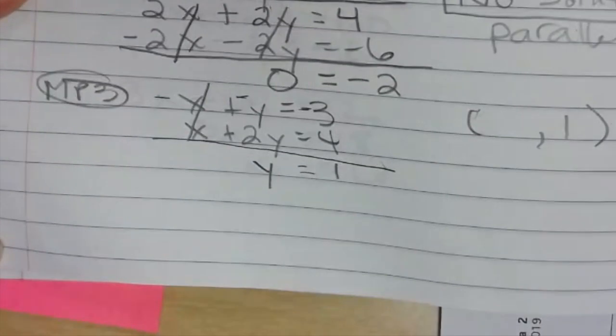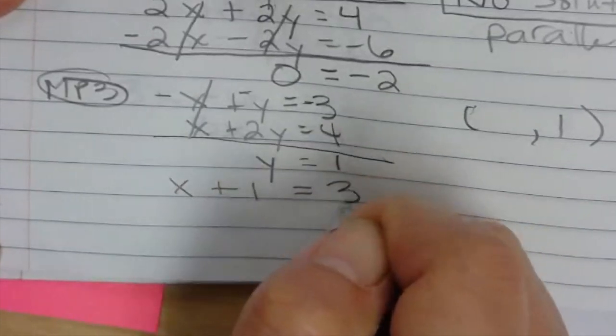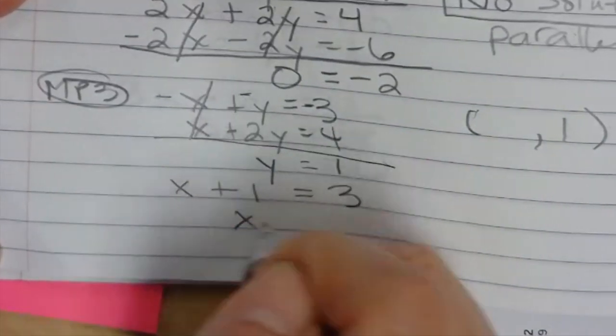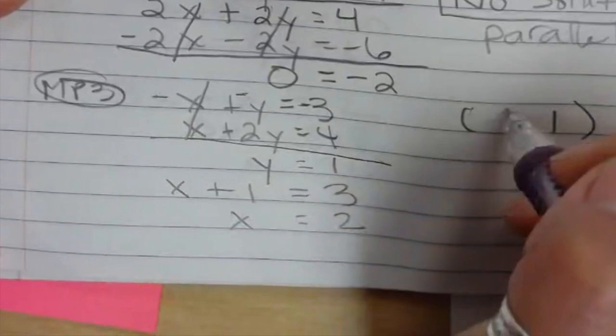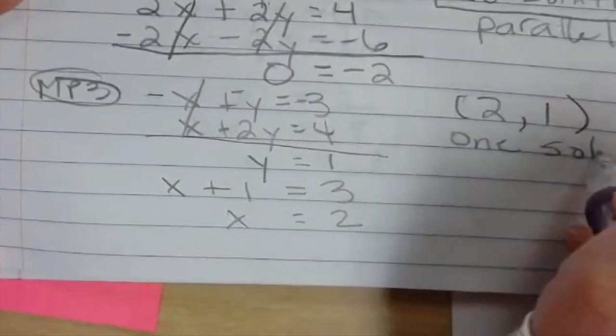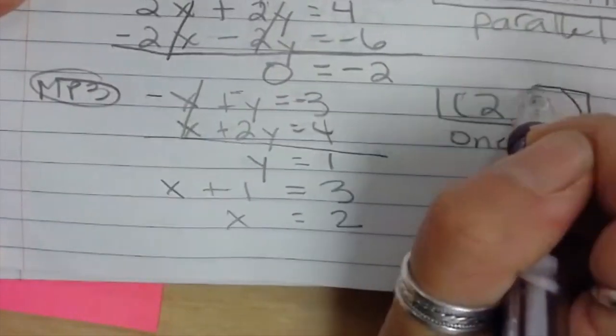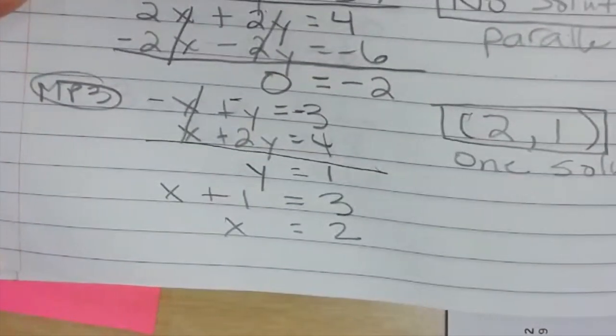Okay? Let's plug it in. Let's use the first equation. x plus 1 equals 3. x equals 2. Okay, so that means that this has one solution. You don't need to write one solution, you only need to write the points. That's how I know it's one solution.